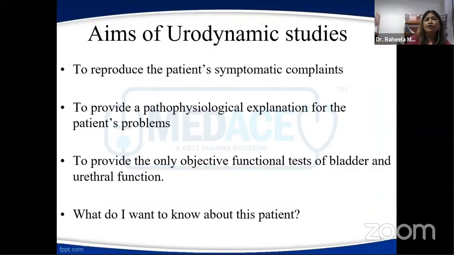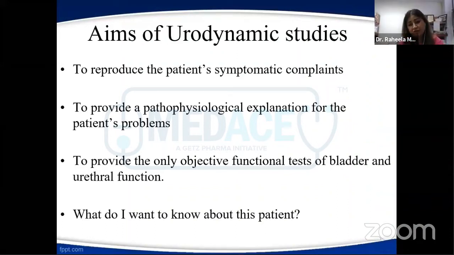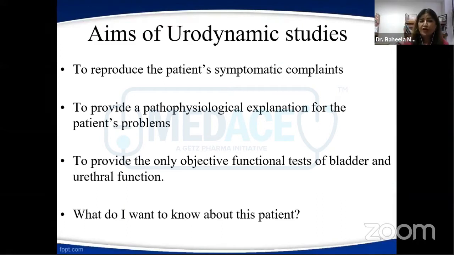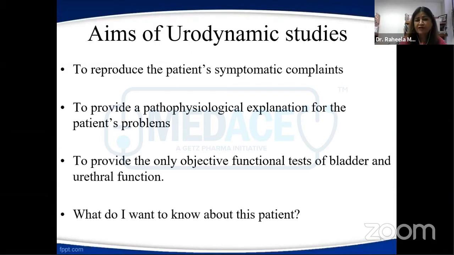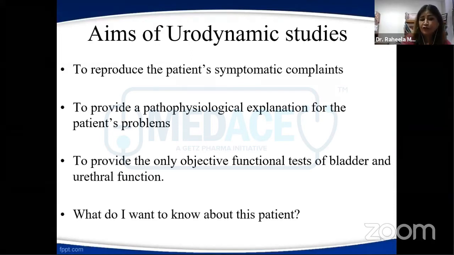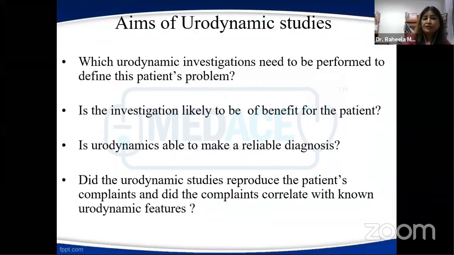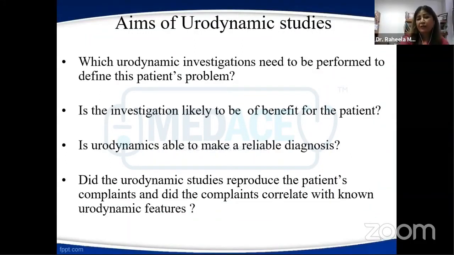So the aim when you do urodynamics, my fellows, it is mandatory that they ask the research question. They formulate a question: these are the patient's symptoms, and can we reproduce the symptoms while we're doing urodynamics? Are we able to provide a pathophysiological explanation? Are we providing an objective functional test of the bladder functions? And what is the question? What do I want to know about this patient? This is how urodynamics is made reliable for a reliable diagnosis.